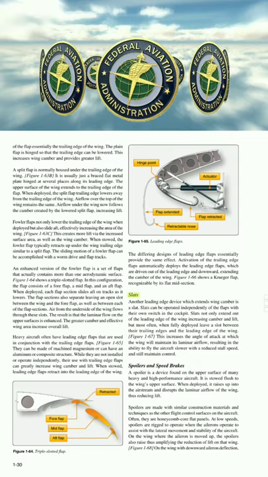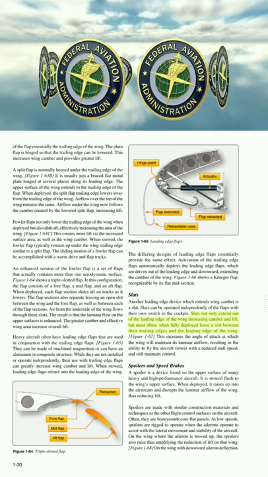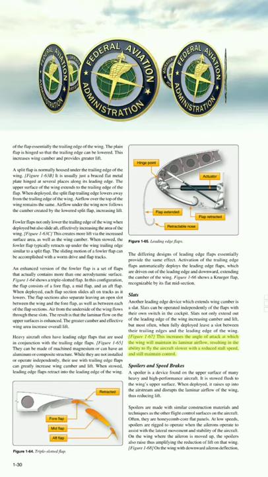Slats. Another leading edge device which extends wing camber is a slat. Slats can be operated independently of the flaps with their own switch in the cockpit. Slats not only extend out of the leading edge of the wing, increasing camber and lift, but most often, when fully deployed, leave a slot between their trailing edges and the leading edge of the wing. Figure 167. This increases the angle of attack at which the wing will maintain its laminar airflow, resulting in the ability to fly the aircraft slower with a reduced stall speed, and still maintain control.